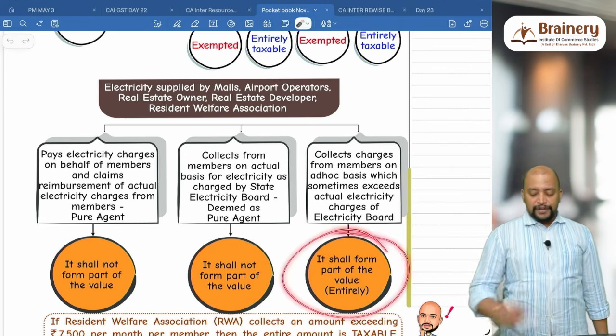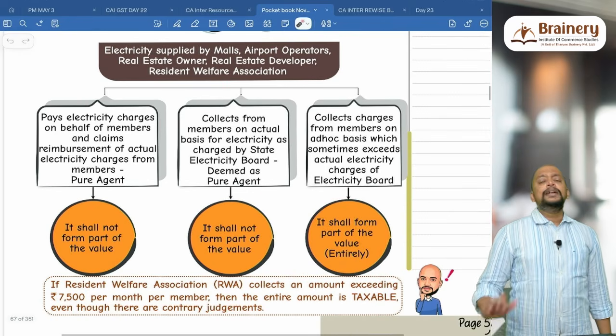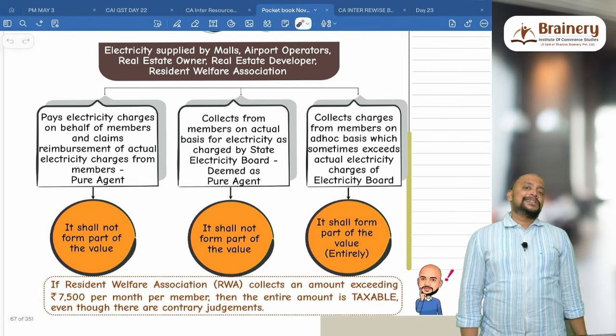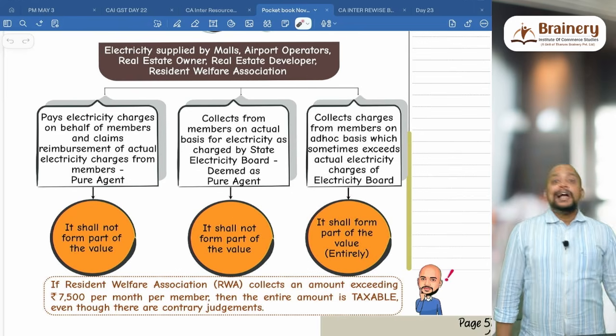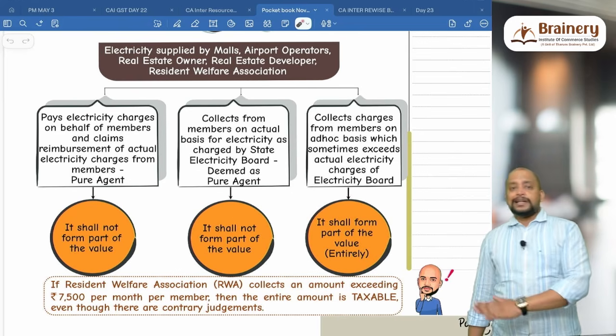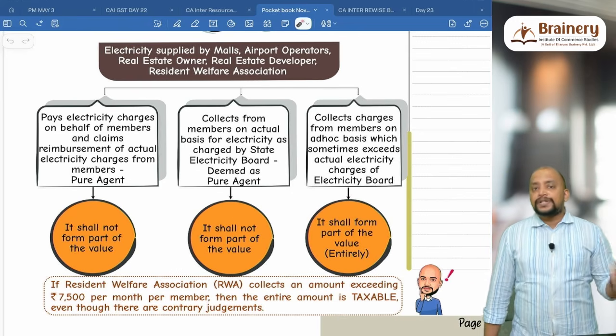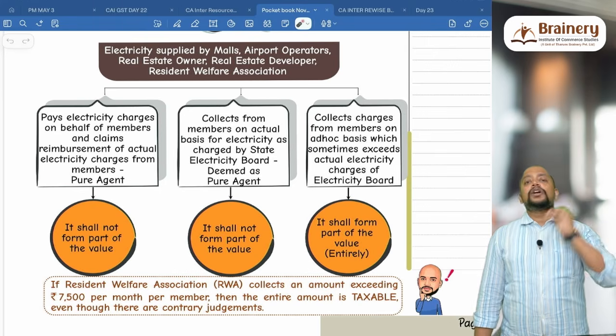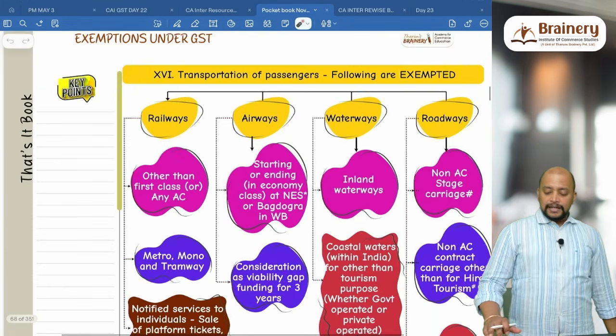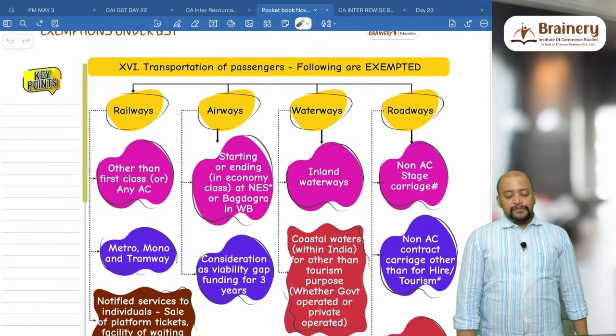The pure agent point will not be applicable. And this is not only in case of maintenance charges, even for renting also it is applicable. And electricity, even if billed separately, will be treated like a composite supply and will form part of rent or maintenance charges. Next, we have transportation of passengers.